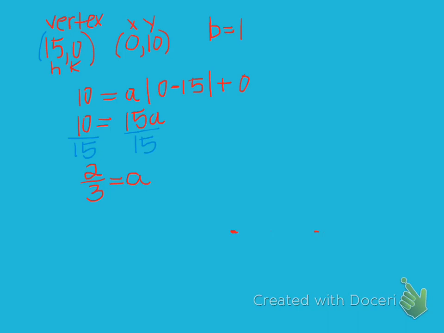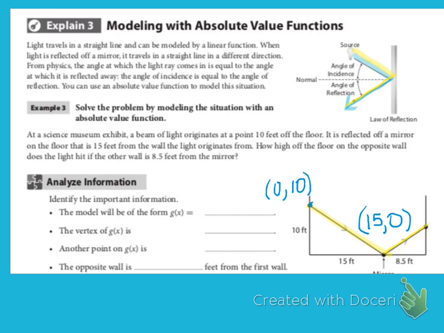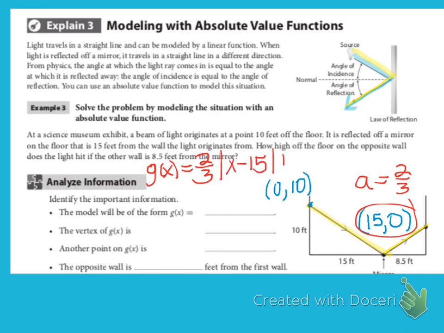So we can say that A is 2/3, and that means we can write this function that describes this path over here on that prior page. This is my vertex. We found out that A is 2/3, and we can write it like this: g of x is equal to 2/3 times the absolute value of x minus 15, plus 0. Now that 0 is not necessary. You could leave that off because there is no slide up or down. It's right on the floor.